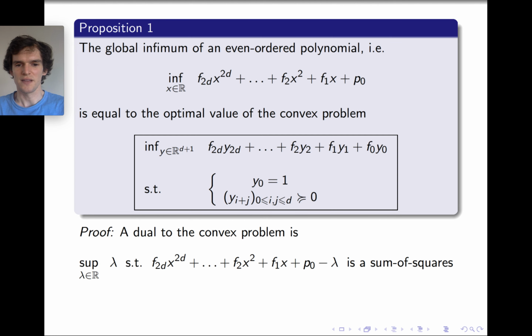Recall last time we saw this proposition, which is that the global infimum of an even-ordered polynomial is equal to the optimal value of a convex problem, and that you can do that by looking at the dual of this convex problem, the sum of squares program, which we saw was none other than a reformulation of the non-convex problem. So effectively, minimizing a univariate polynomial is basically a convex problem in this sense.